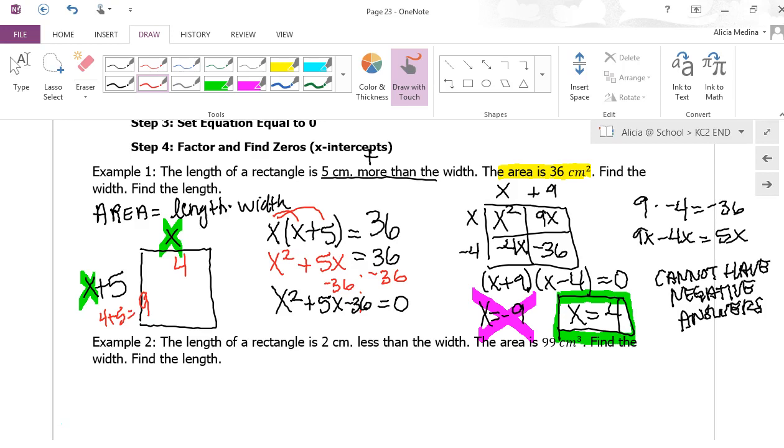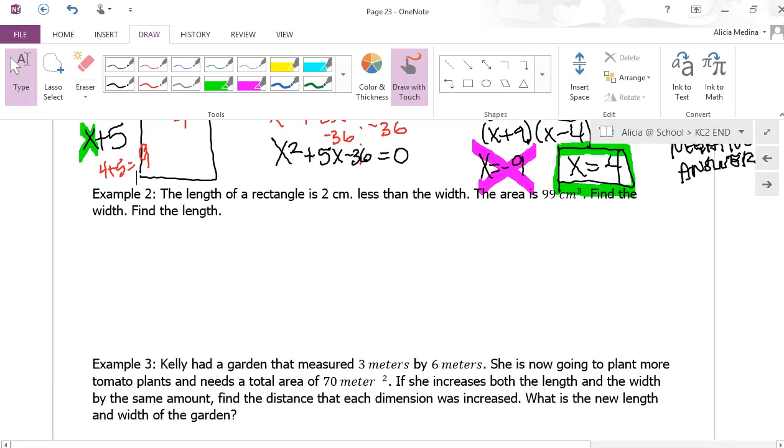All right, let's try another example. Example number 2 says the length of a rectangle is 2 centimeters less than the width, and the area is 99 centimeters cubed. That is a typo there. That should say squared. Find the width and the length.